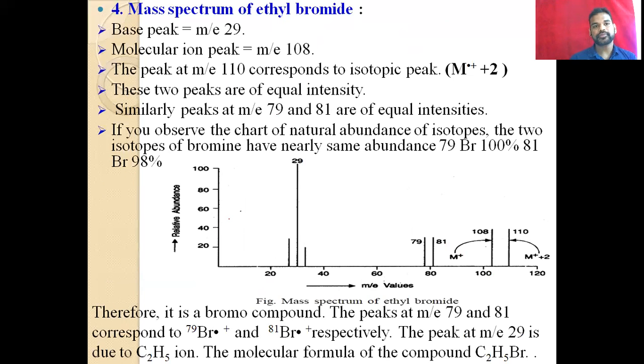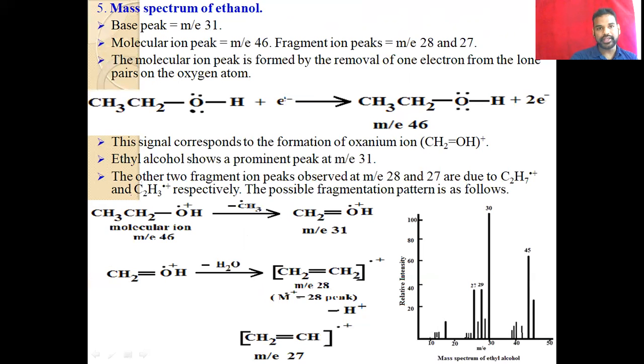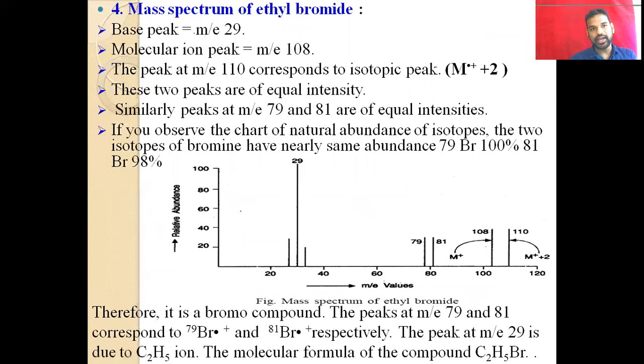And then the mass spectrum of bromine. Here we have the mass spectra of ethyl bromide and ethanol. For the mass spectrum of ethanol, you have to solve it as I solved this one. This is homework for you. I will explain the mass spectrum of ethyl bromide. It's a very beautiful and interesting mass spectrum, because you can see different types of peaks.